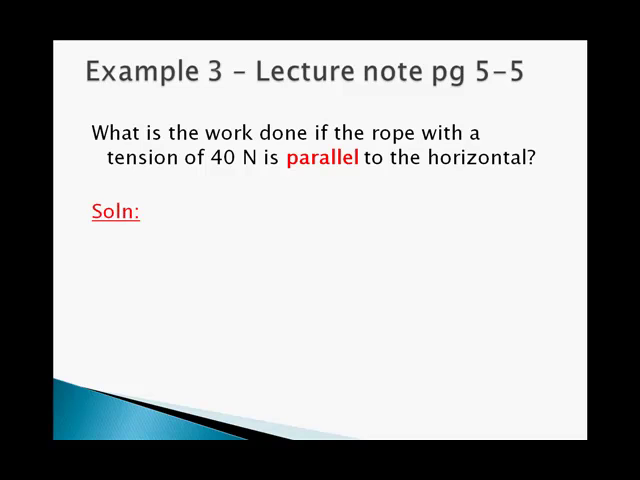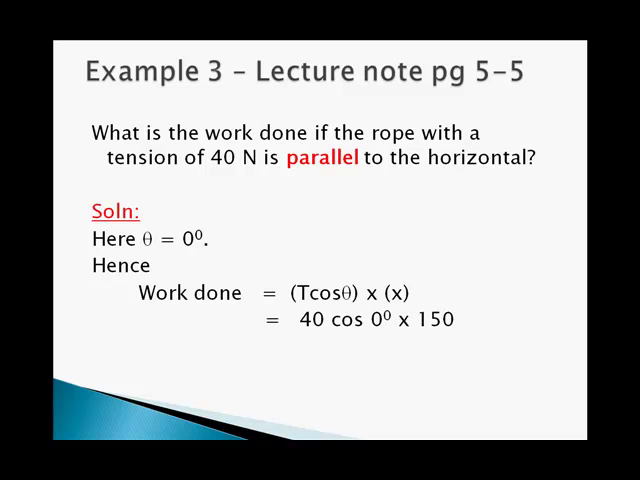So in this case, we have our theta to be 0 degrees, and hence the work done will be equal to the same thing, T cosine theta multiplied by x. In this case we have 40 newtons times cosine 0 degrees multiplied by 150, and you get your answer to be 6 times 10 to the power of 3 joules.